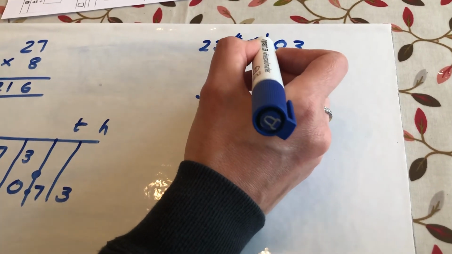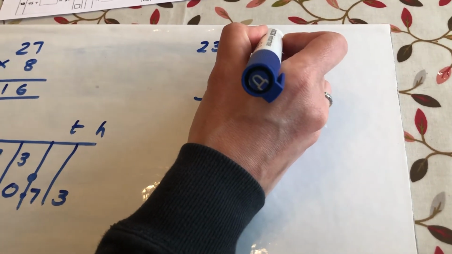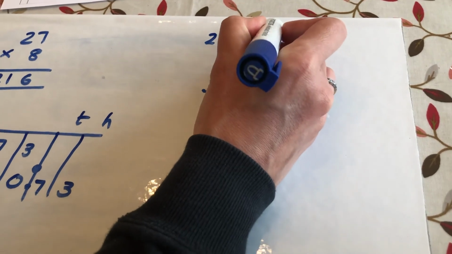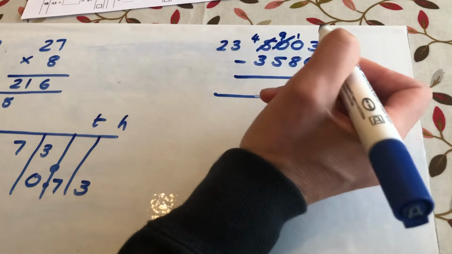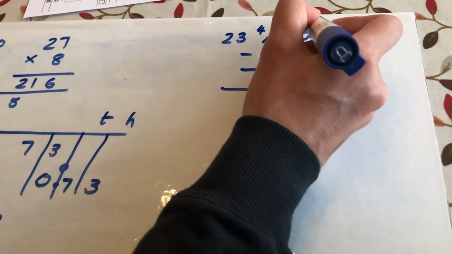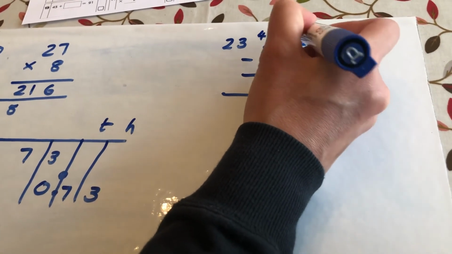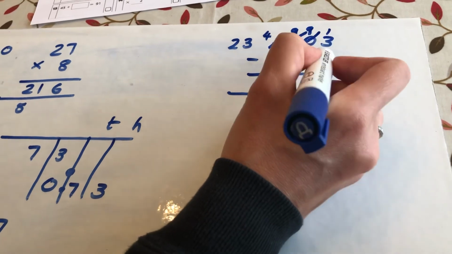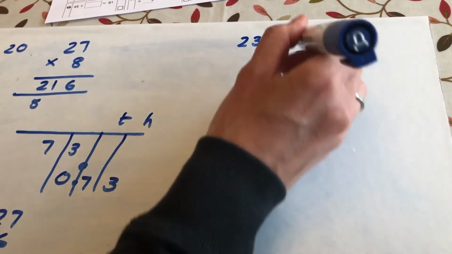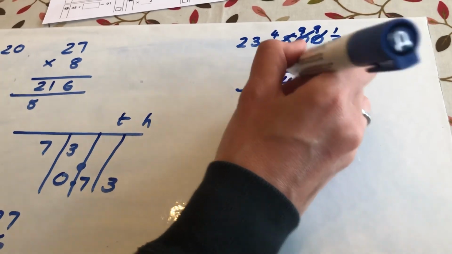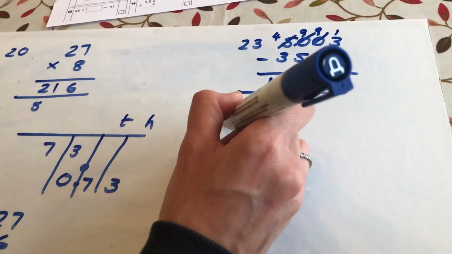I've now got 10 hundreds sitting there, so I can exchange from here. 10 hundreds becomes 9 hundreds, and I bring 10 over. I've now got 10 tens sitting here. 10 tens becomes 9 tens, and I bring 10 over. 13 minus 6 is 7, 9 minus 8 is 1, 9 minus 5 is 4, 4 minus 3 is 1.